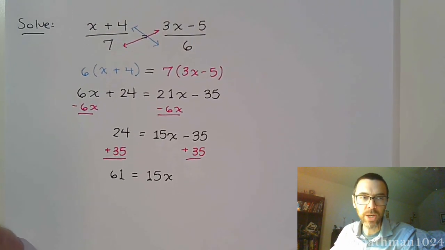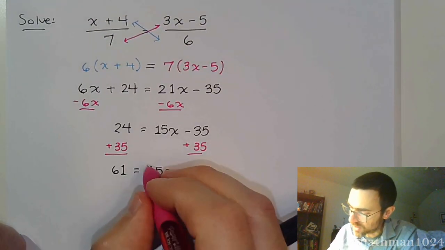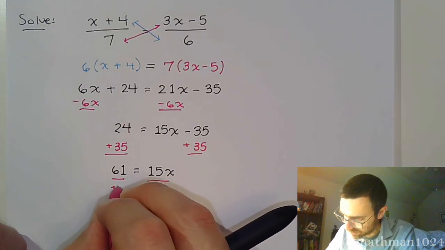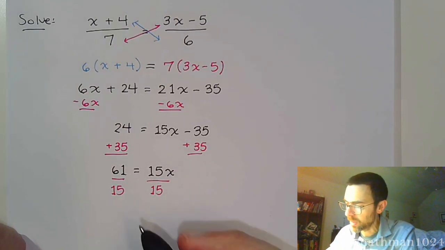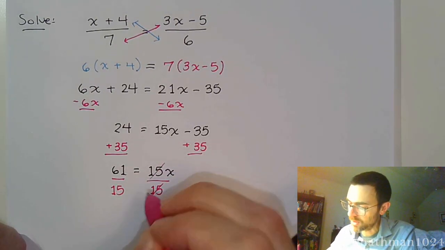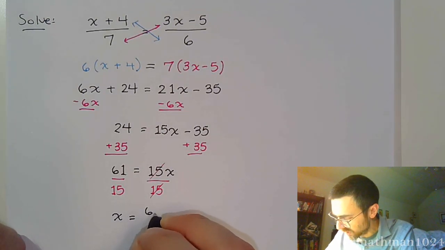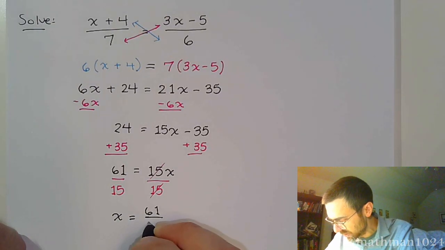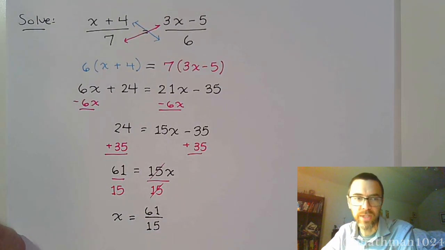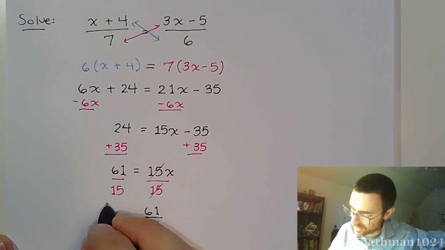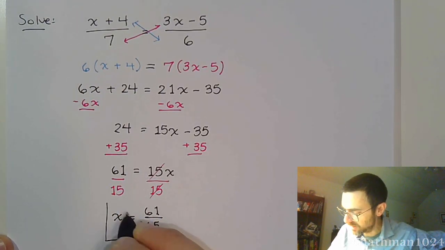Oops, excuse me. And now we take the last step for getting x by itself, which is to divide both sides of the equation by 15. So we see here those 15s reduce away, and x is equal to 61 over 15. You do your best to try to simplify that, but there's nothing else that we can do. 61 is prime, so it has no factors in common with 15.